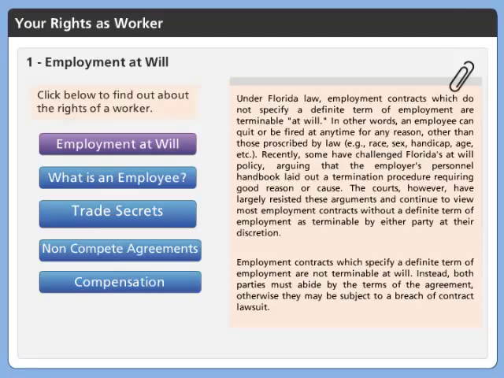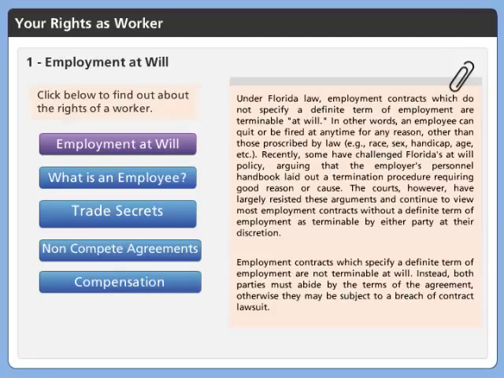Employment at will. Under Florida law, employment contracts which do not specify a definite term of employment are terminable at will. In other words, an employee can quit or be fired at any time for any reason other than those prescribed by law. For example, race, sex, handicap, age, etc.